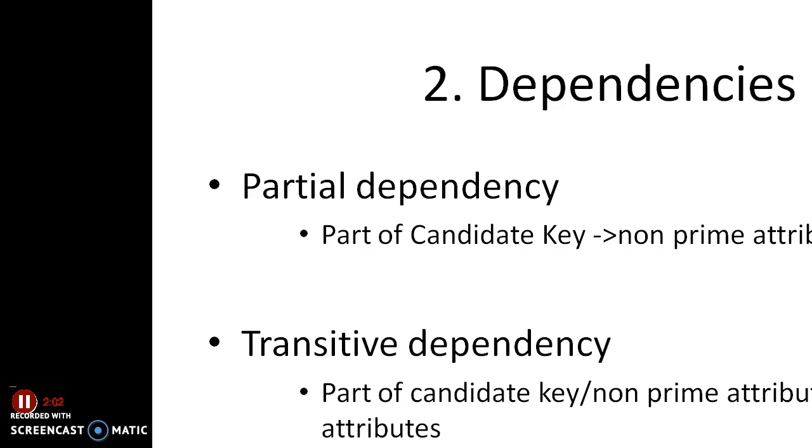Now we are going to discuss the concepts about dependency. Here we are going to discuss partial dependency and transitive dependency. Partial dependency, in the sense, given an FD, we will be having two sides. The left hand side is the determinant part and the right hand side is the dependent part. So the determinant part can be a part of a prime candidate key, and the right hand side can be a non-prime attribute. Coming to transitive dependency, in the same way the left hand side can be a part of a candidate key or it can be a non-prime attribute. The right hand side can be a non-prime attribute.